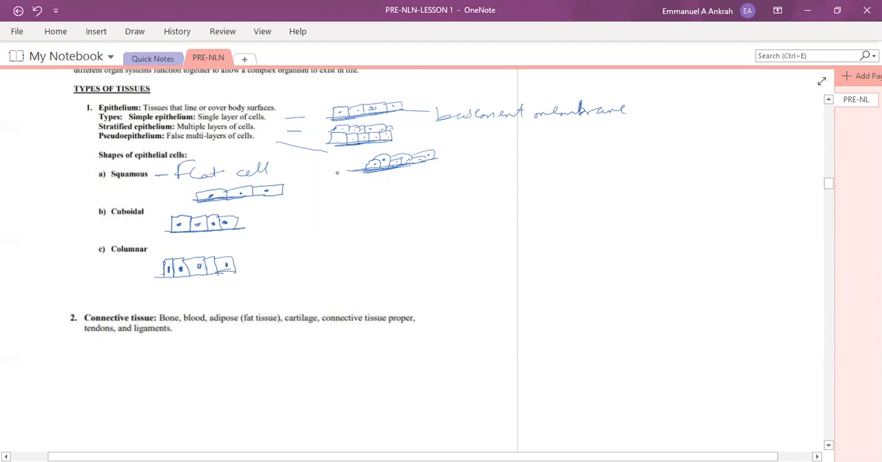So these are the diagrams that you should look at. Sometimes they draw the diagram for you and it asks you to identify which epithelial tissue it is. So that's why I do a lot of drawings, so you can see them.